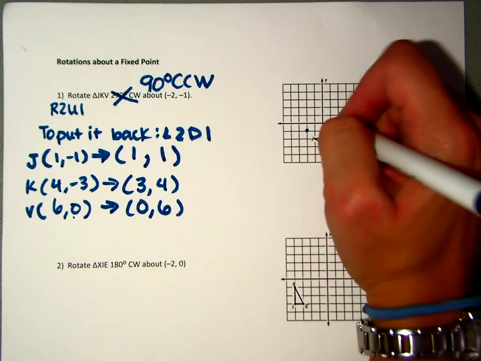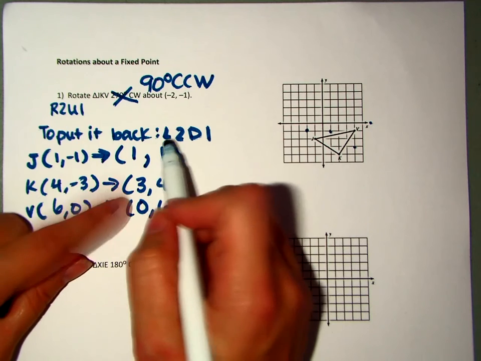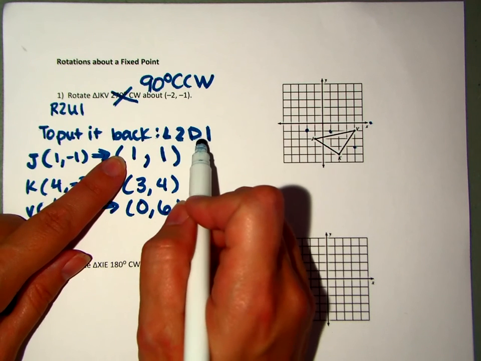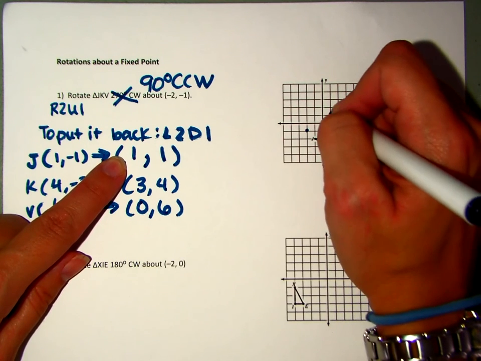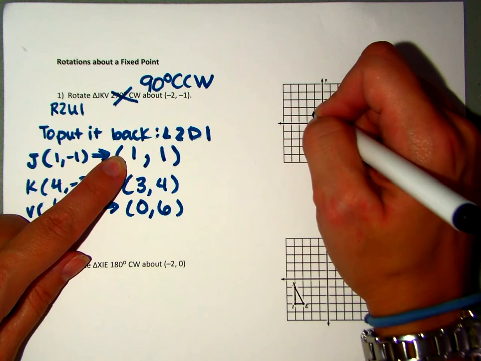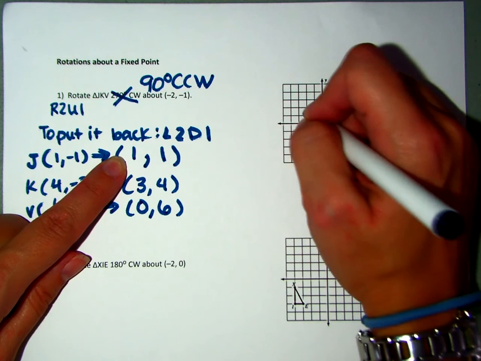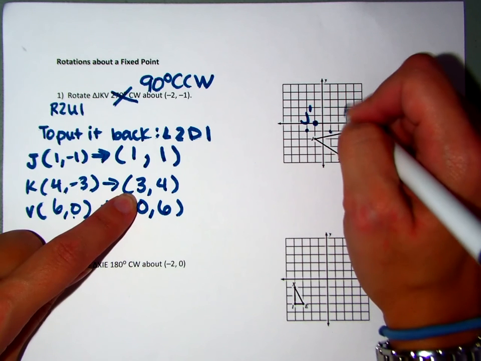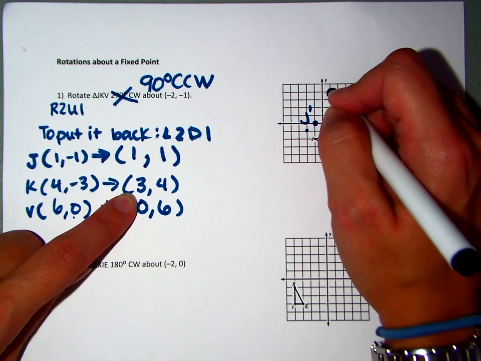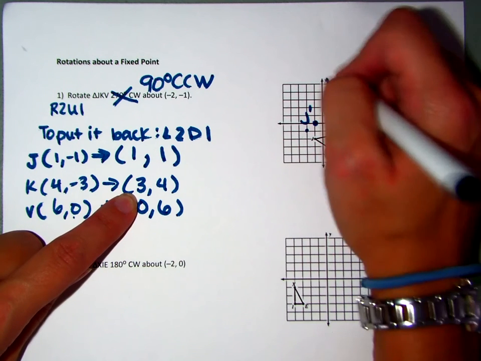So currently, we're going to look at taking each of these points, and we've got to move them left 2 and down 1 to put it back. So if I plot J here at (1, 1), I've got to move it to the left 2 and then down 1. That's where J prime is going to be. Then we're going to take this K, move it to the left 2, down 1 to put it back, and that would be our K prime.